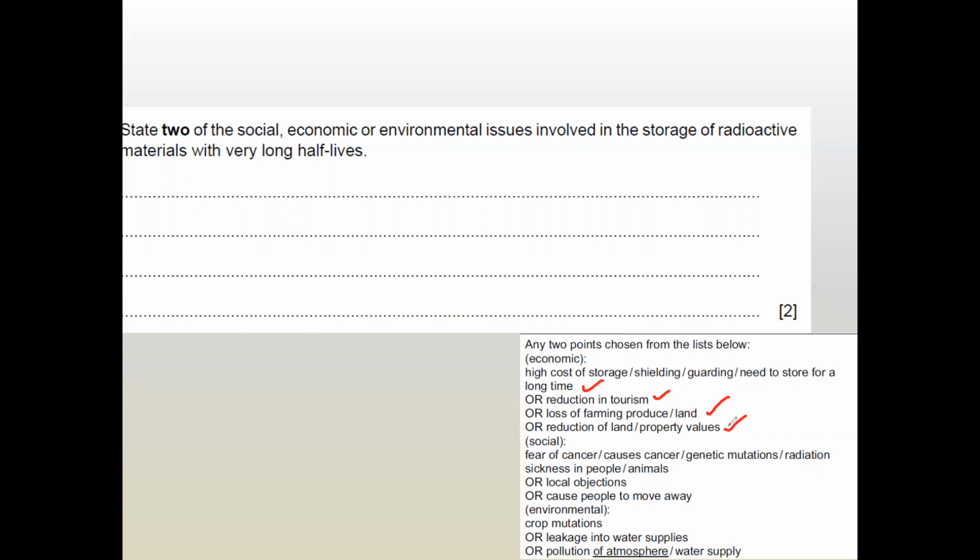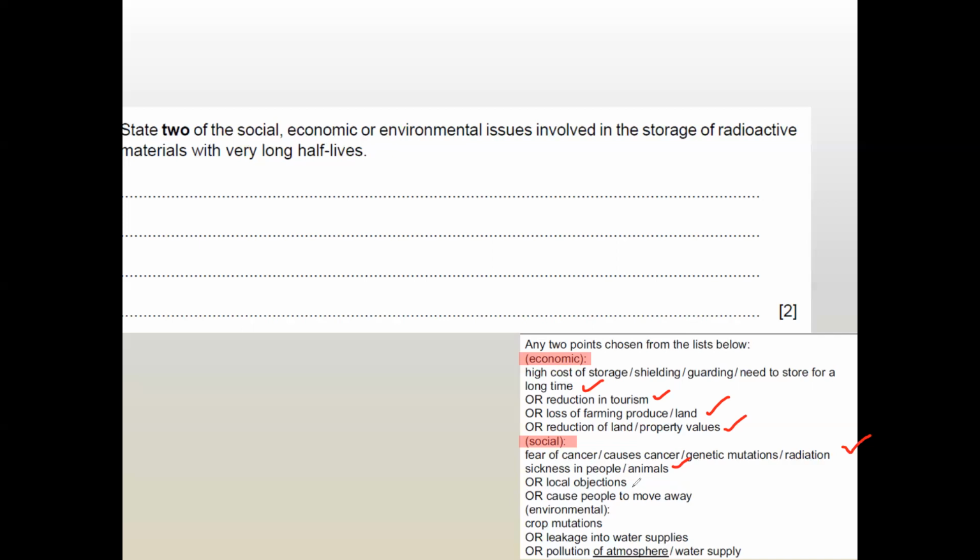Then what are the social effects? This was about the financial effects of this radioactive source. Then what are the social effects? Maybe it can cause cancer, because long-term exposure can cause cancer and genetic mutation. The people in the place or the animals might become sick.